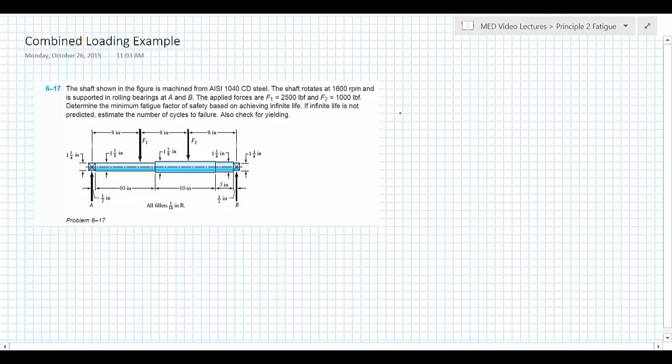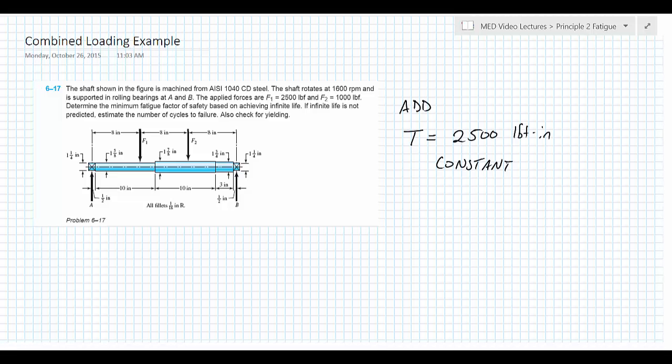Alright, so let's add to this problem a torque being transmitted between F1 and F2, or F2 and F1, it doesn't matter since it's a torque, of 2,500 pound force inch. That is a torque value. And while this load is being applied, the torque is constant. That means it does not fluctuate with the rotation of the shaft. Generally speaking, when a shaft is transmitting a torque, the torque values do not change while within the scope of a single cycle of its rotation. So we'll consider this a constant torque.